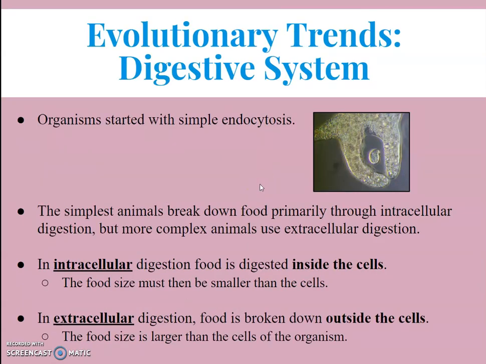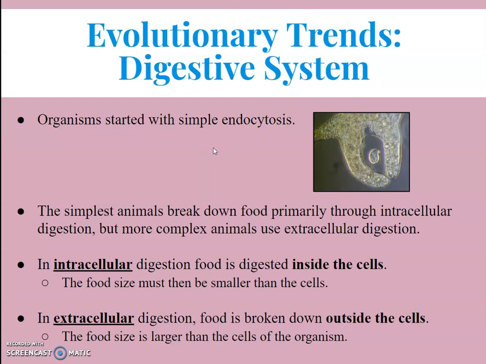Now we did see some evolutionary trends in the digestive system from our intro video. We noticed that organisms started with simple endocytosis, where they just bring in mass amounts of food through a little vesicle to digest. They break it down and then they end up just releasing it.